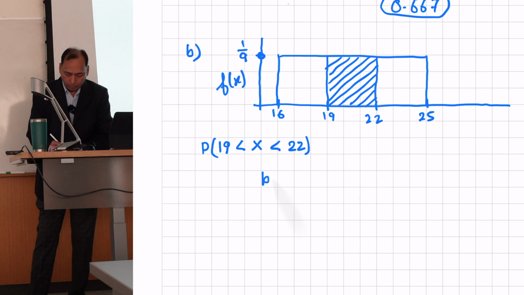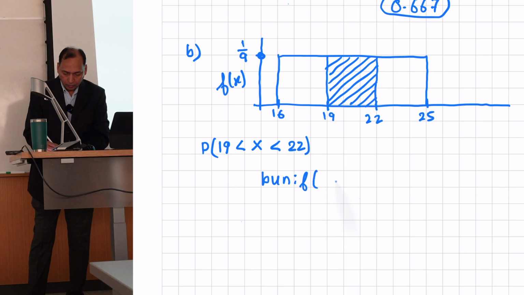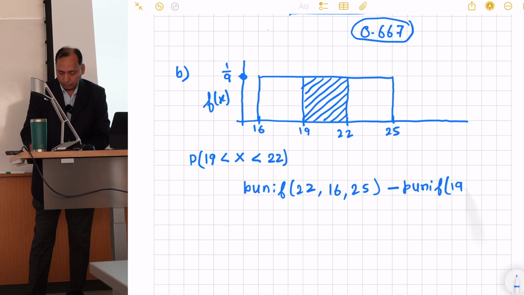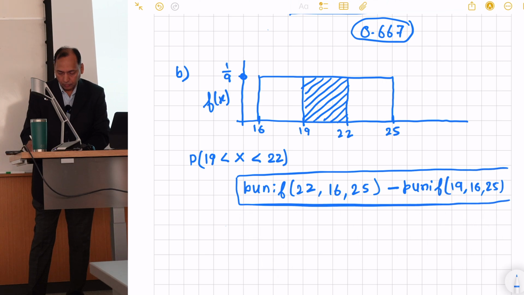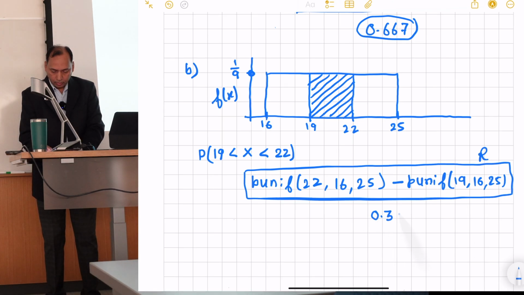We will write this as punif, and the larger number first, so 22, and then A, B, 16 and 25, minus punif, and then you have 19, 16, 25. So that should give you 0.333.